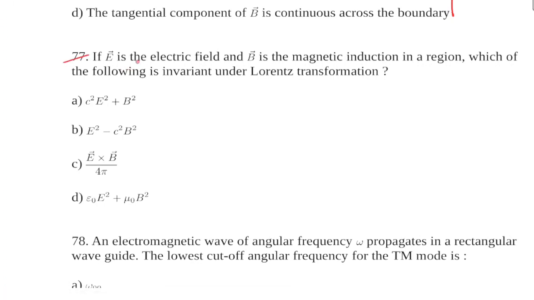Next, 77. If E is the electric field and B is the magnetic induction in a region, which of the following is invariant under Lorentz transformation? Okay. So this is invariant under Lorentz transformation, that is E² minus c²B².